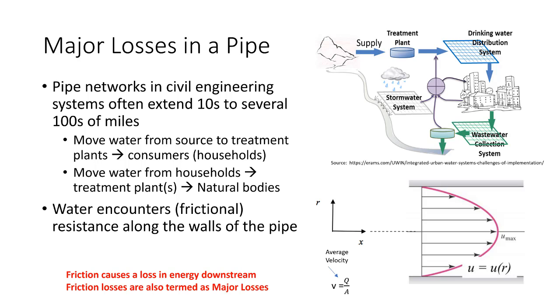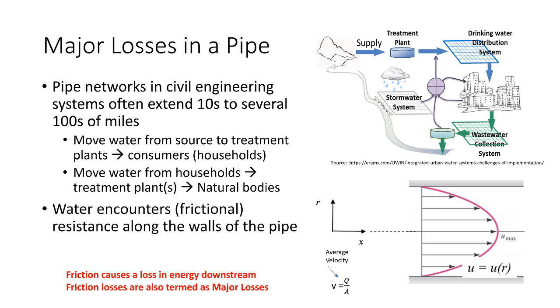So friction losses are also referred to as major losses, and they are a very important component in water supply and wastewater treatment designs because we use pipe networks that often extend tens to hundreds of miles to move water either from a source to a treatment plant and from there to consumers.